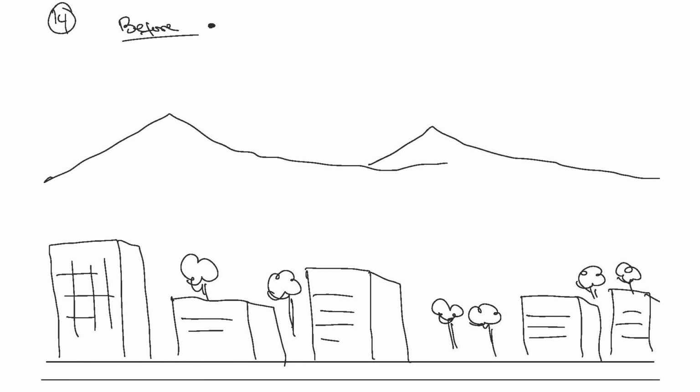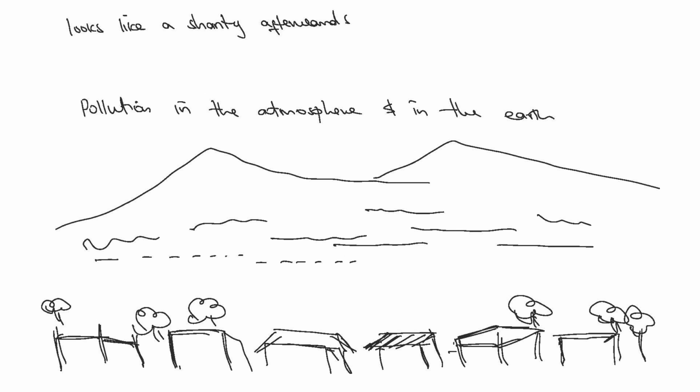Wow. Okay, and then you did a sketch for the before and after. What were the words that you described there? Well, before it looked like a typical urban environment with structures and foliage and stuff like that, and then afterwards it just kind of looks like a shanty. There's pollution in the atmosphere and in the earth. It just doesn't look the same at all. Wow.